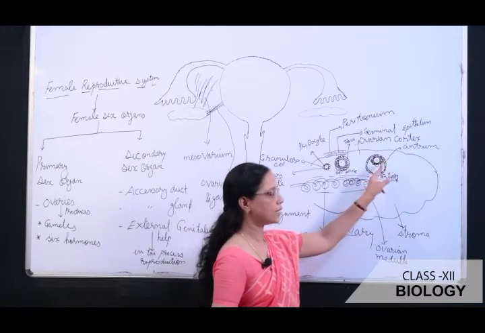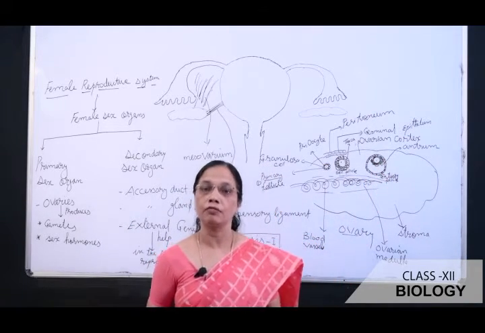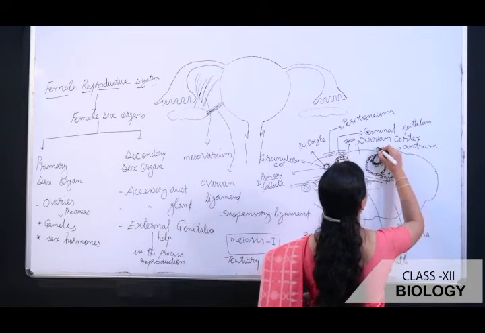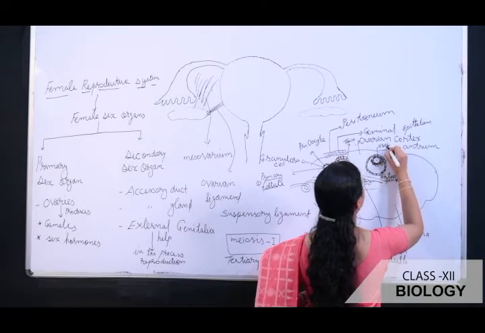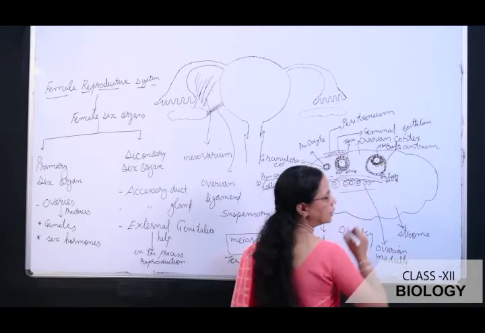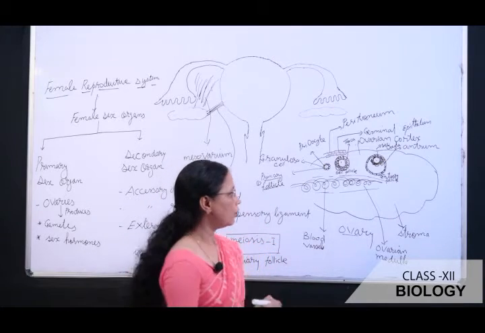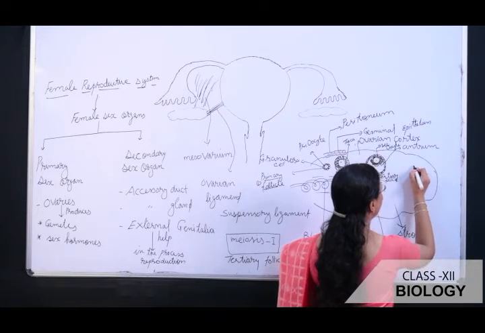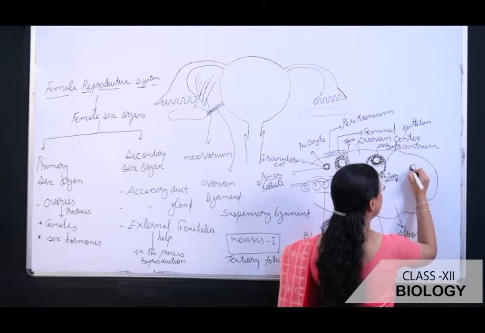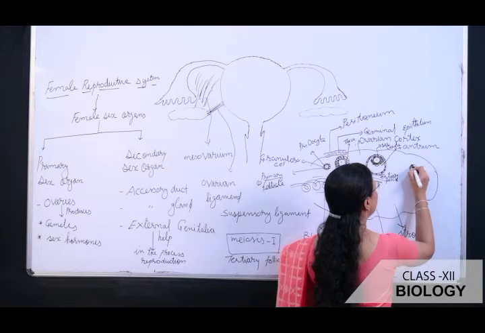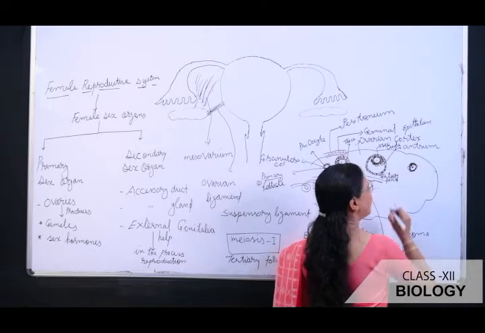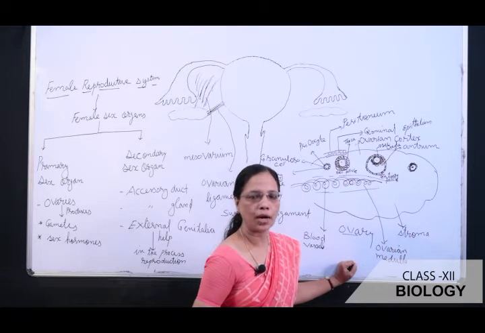As the primary oocyte completes its first meiotic division, it forms the secondary oocyte and a polar body. We will label this as a secondary oocyte. Okay, now the secondary oocyte is formed. The last follicle, that is the mature follicle, is known as the Graafian follicle. Here this is the secondary oocyte, which is covered by a membrane. The membrane covering this secondary oocyte is known as zona pellucida.